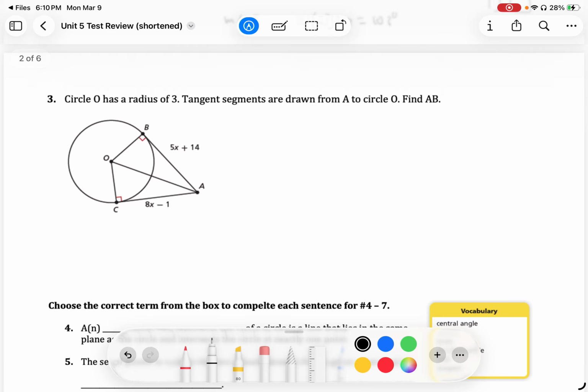Circle O has a radius of 3. So this is 3, that's 3, and that's 3. Tangent segments are drawn from A to circle O. Find AB.